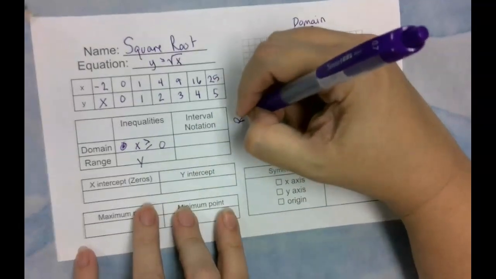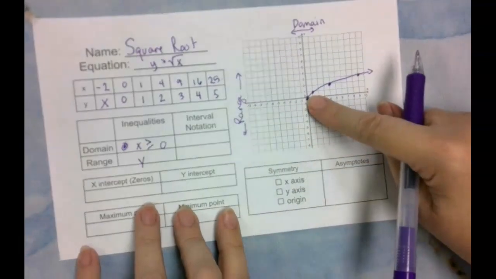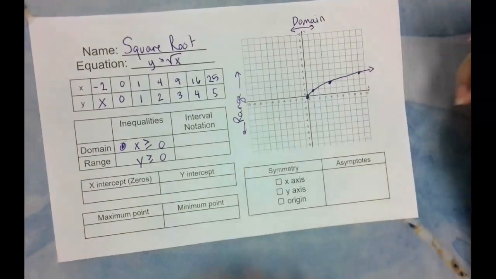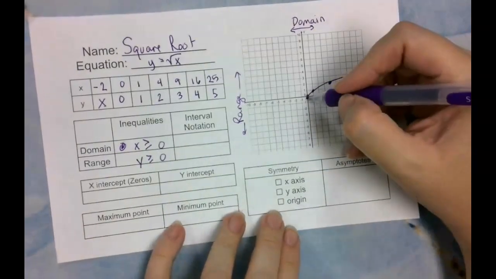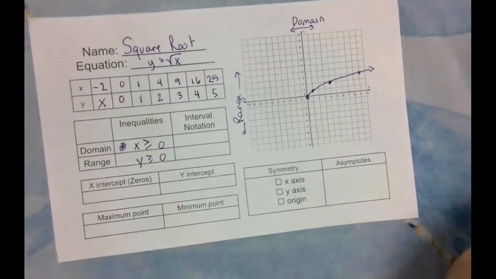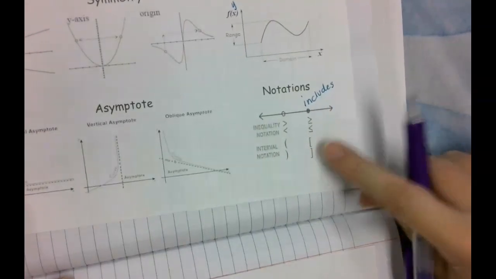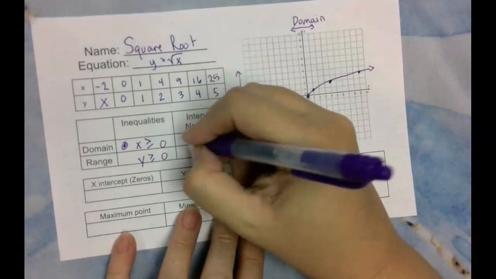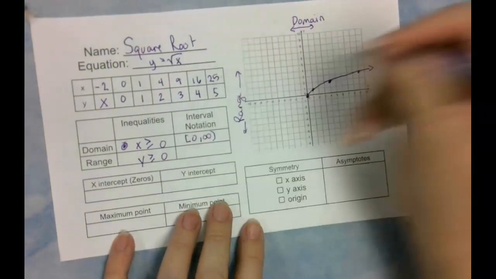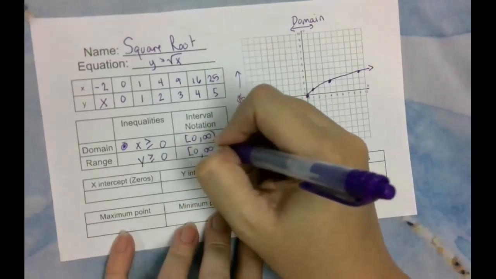So my range is going to be the same thing. Range goes this way. There's no negatives, but it starts at 0 and it gets bigger. So the y is also greater or equal to 0. And then my interval notation, again, I'm going to include the 0. And we can look back at our previous page where we had the notations. If it includes the number, I'm going to put the square brackets. So I'm going to include 0. And then it's going to go all the way to infinity. And infinity is the curved one. So it starts at 0 and it goes all the way to infinity.